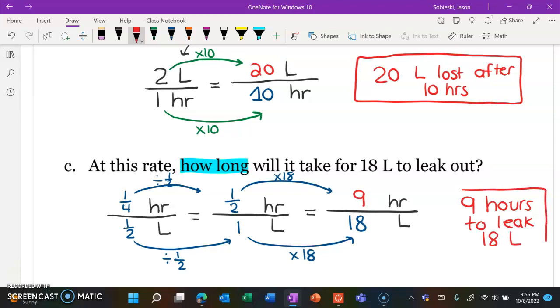And that is pretty much it. So this is just a little example of how you could use this idea of unit rate in order to solve some problems like this, especially when there are fractions involved.